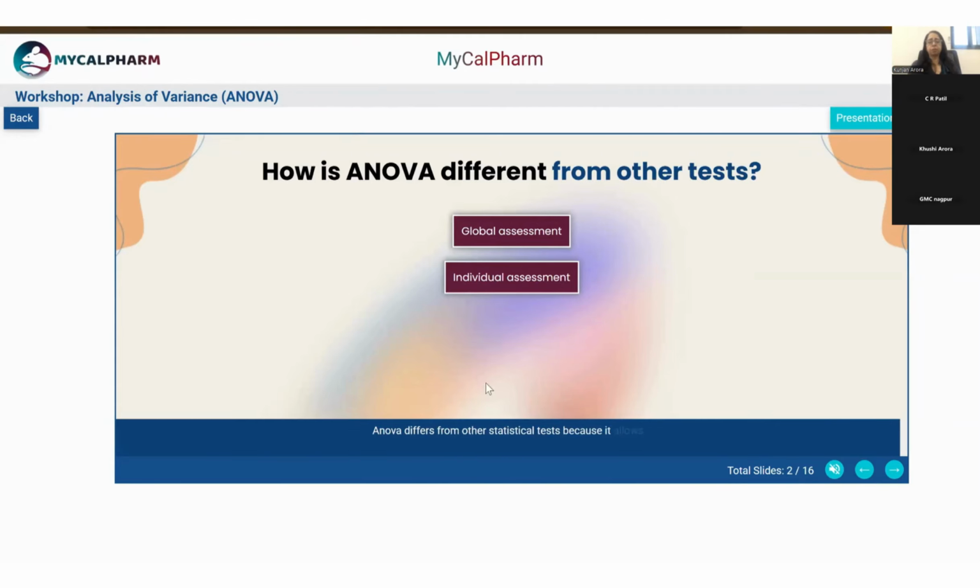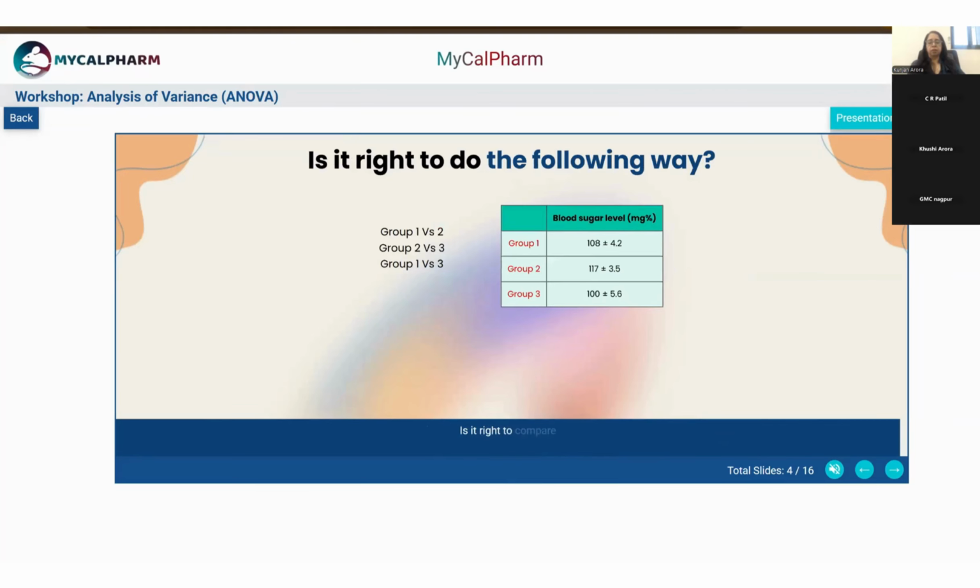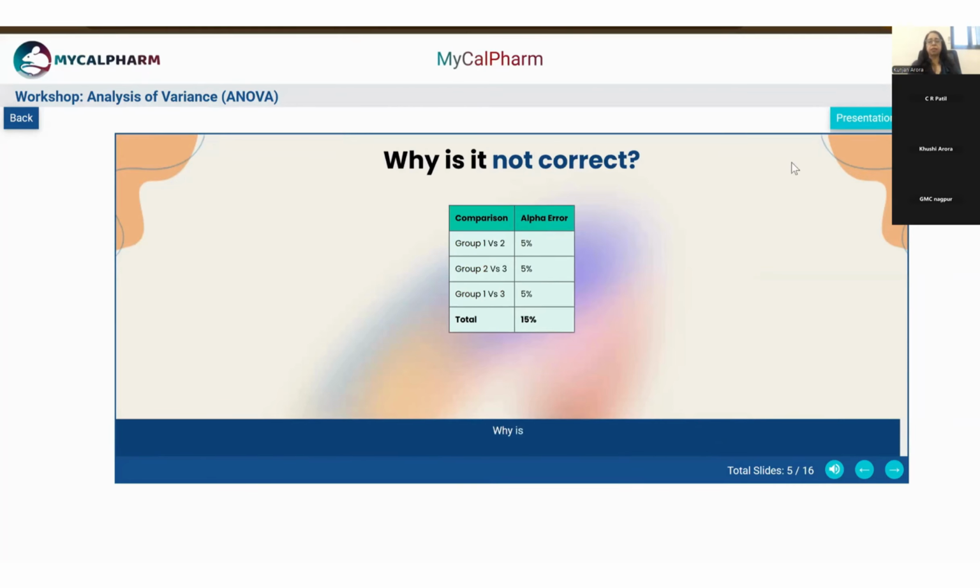This is ANOVA. It allows us to make a global assessment of more than two groups rather than just an individual assessment of differences between two groups. While other tests might compare two groups, let's consider a simple example where we measure blood sugar levels across three groups. We want to determine, is it right to compare groups individually? So even the sound is there. If the students want, they can just access it.